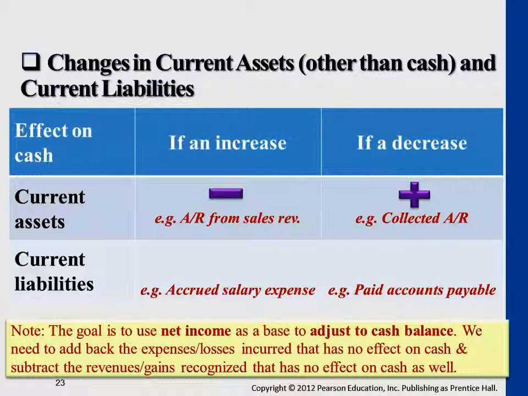Okay, as opposed to that, if we have a decreased current asset, if we collected accounts receivables, last year's balance is $10,000, this year is $5,000. The difference, $5,000 of accounts receivables decrease, think of it as collecting accounts receivables. So the $5,000, we would add it if current asset decreases.